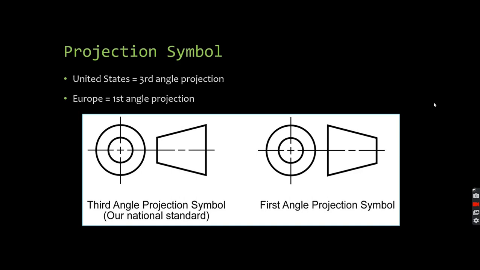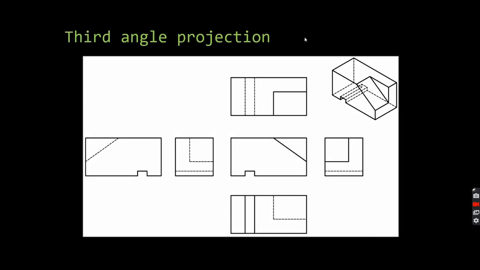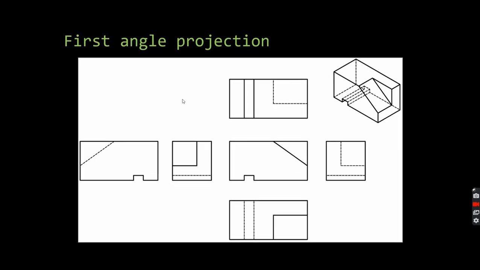Okay, we use different types of projections depending on where you live. In the United States, we use what is called the third angle projection. In Europe, we use the first angle projection. Here is the third angle projection. If you look at the front view, the right side is looking in on the right. The left is looking in on the left. The top is looking down on the top. The bottom is looking up at the bottom. Kind of makes sense.